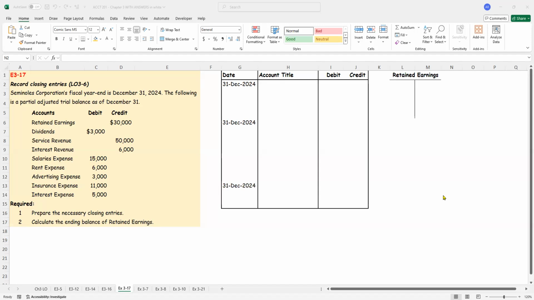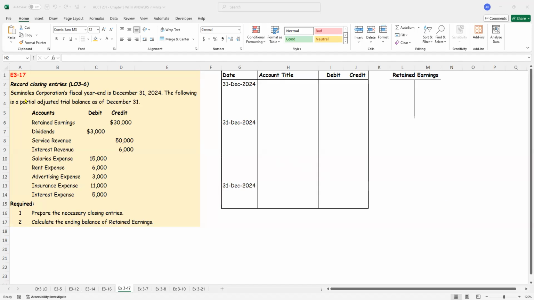We have now taken a look at how to do adjusting entries, prepare the adjusted trial balance, and the financial statements. After financial statements have been prepared, we go through the process of closing temporary accounts. So in exercise 317, we will see how to do closing entries.